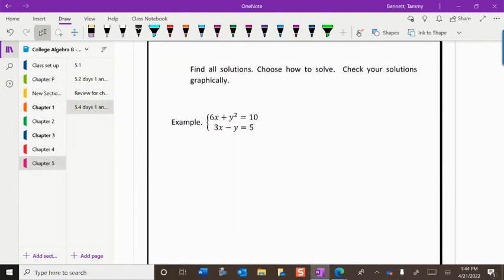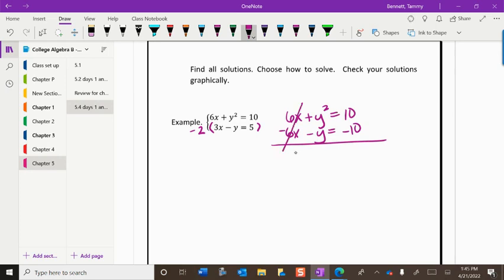All right, so it says find all solutions and check them graphically. So we need to be able to solve these without graphing them first. We're going to graph to check. So I'm going to get rid of, let's say, the x's here. So I'm going to multiply by -2. So 6x plus y squared equals 10, and then I have -6x minus y equals -10. So these are gone. So it looks like I have y squared minus y equals 0 when I add. It's kind of interesting when those add together.